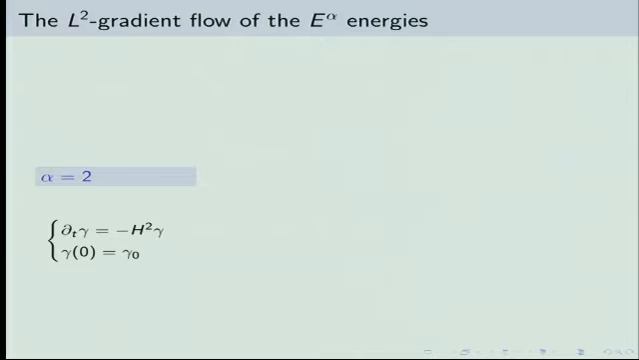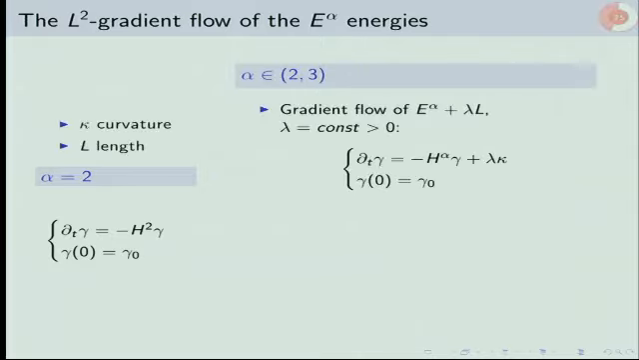Actually, that's not going to work for the subcritical case, for alpha being between 2 and 3, because they are not scaling invariant. So if I run the negative gradient flow, of course, because the energy is going to decrease when I increase the scale, my curve will just blow up and vanish to infinity in some sense. So how do I prevent that? An easy trick is just to add a positive multiple of the length to our energy and look at the negative gradient flow of that.